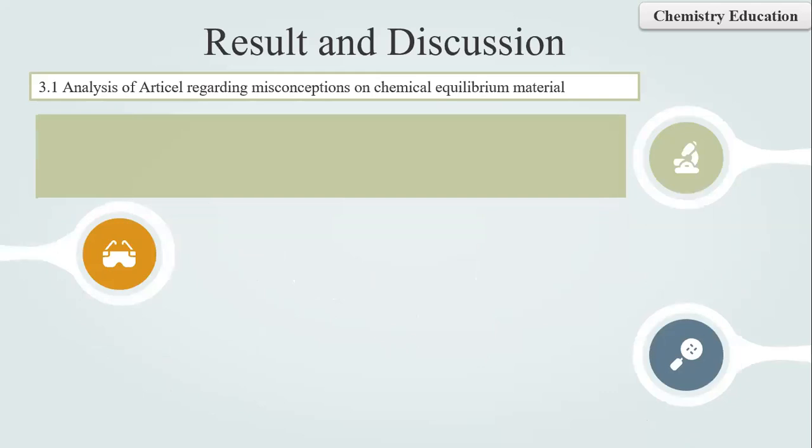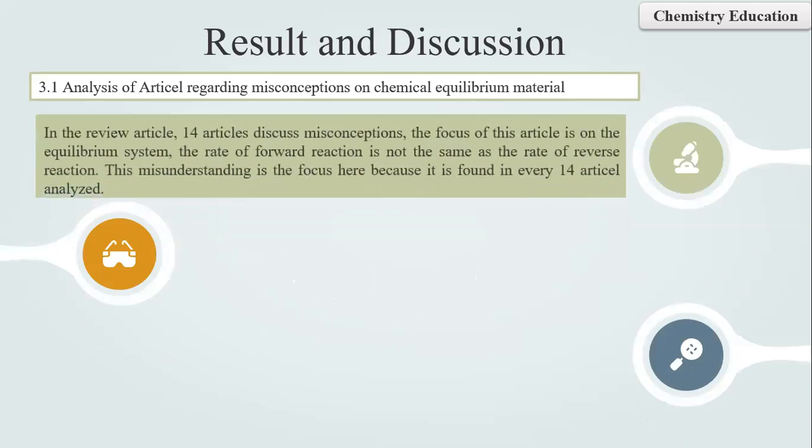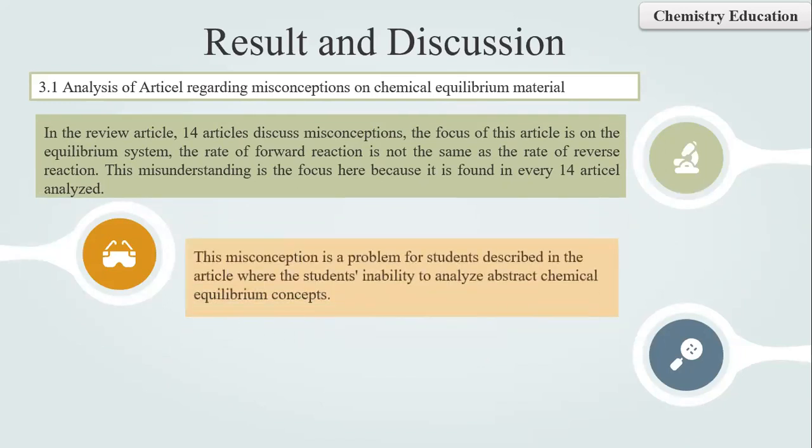Analysis of articles regarding misconceptions of chemical equilibrium material. In the review, 14 articles discuss this misconception. The focus of these articles is on the equilibrium system: the rate of the forward reaction is not the same as the rate of the reverse reaction. This misunderstanding is the focus here because it is found in every one of the 40 articles analyzed. This misconception is a problem for students described in the articles, where students are unable to analyze the abstract chemical equilibrium concept.